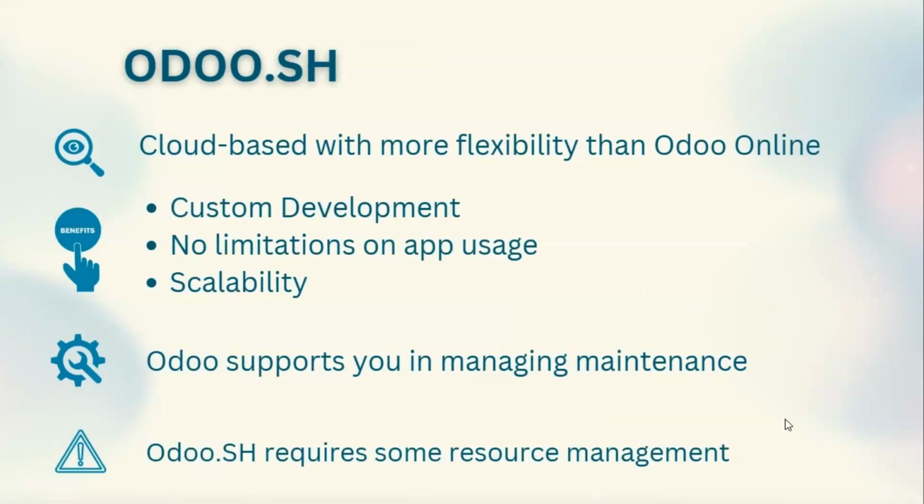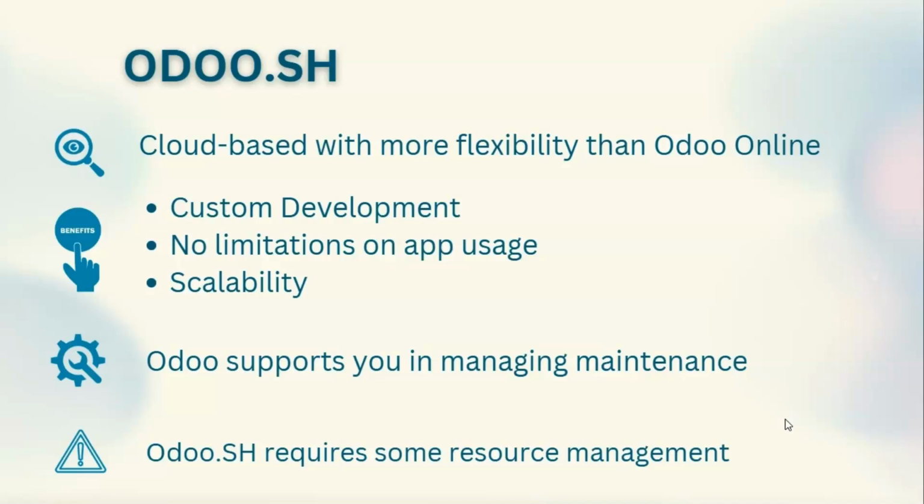The number second hosting type is Odoo.sh. Odoo.sh is a cloud-based platform managed by Odoo, but with greater flexibility and control than Odoo Online. It has various benefits like number one, custom development. Allows you to install custom modules, integrate with third-party applications, and access developer tools.